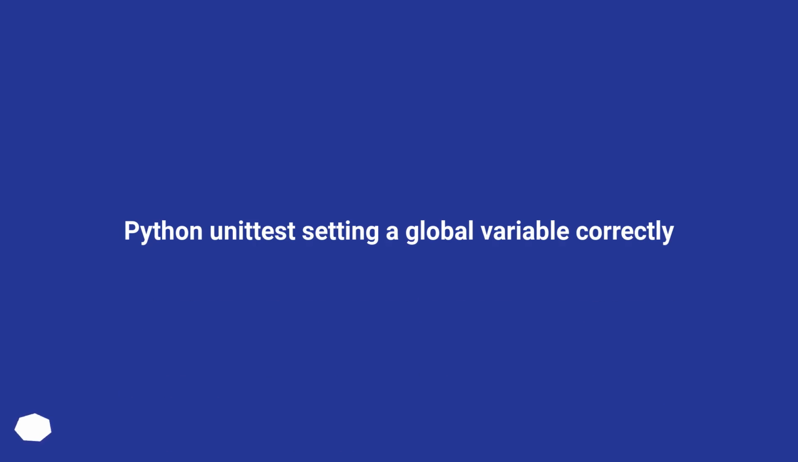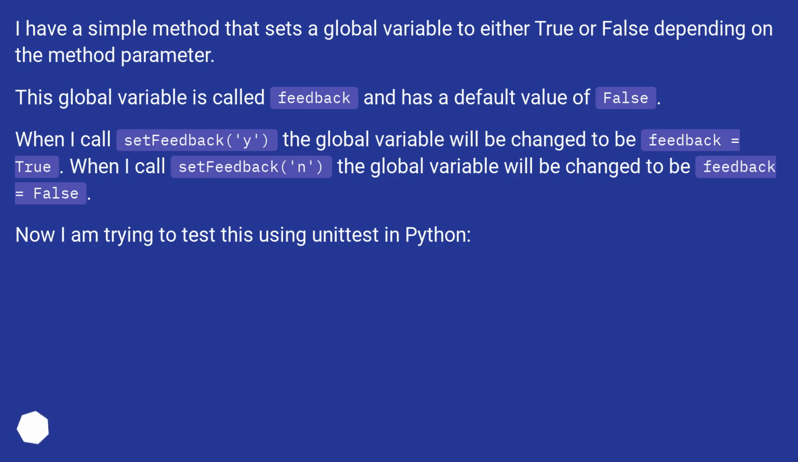Python unittest: setting a global variable correctly. I have a simple method that sets a global variable to either true or false depending on the method parameter.